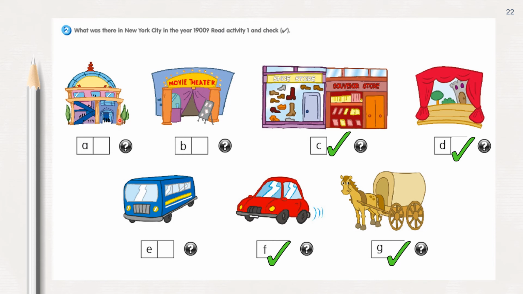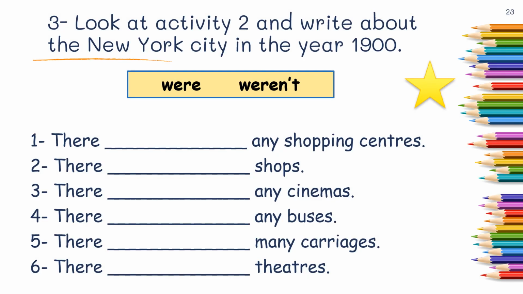Well done. There were shops, theaters, cars, and carriages. But there weren't buses, cinemas, or shopping centers. Okay, dear students, activity 3. Look at activity 2 and write about the New York City in the year 1900. You have to use were or weren't. Read these sentences, look back to activity 2 and write the answer using were or weren't.